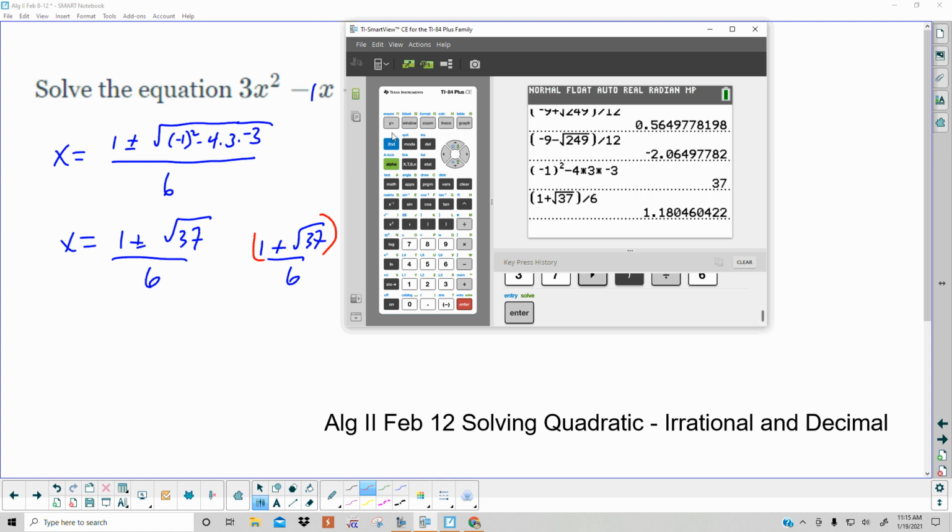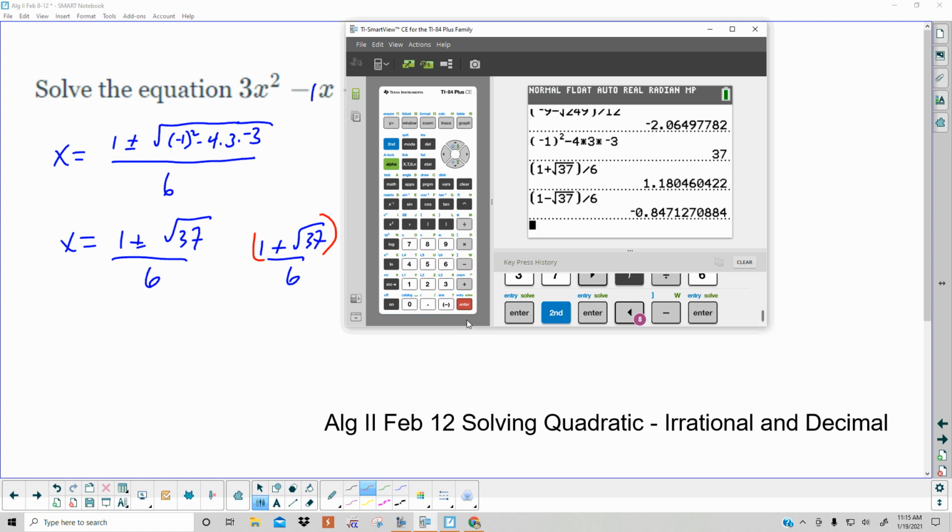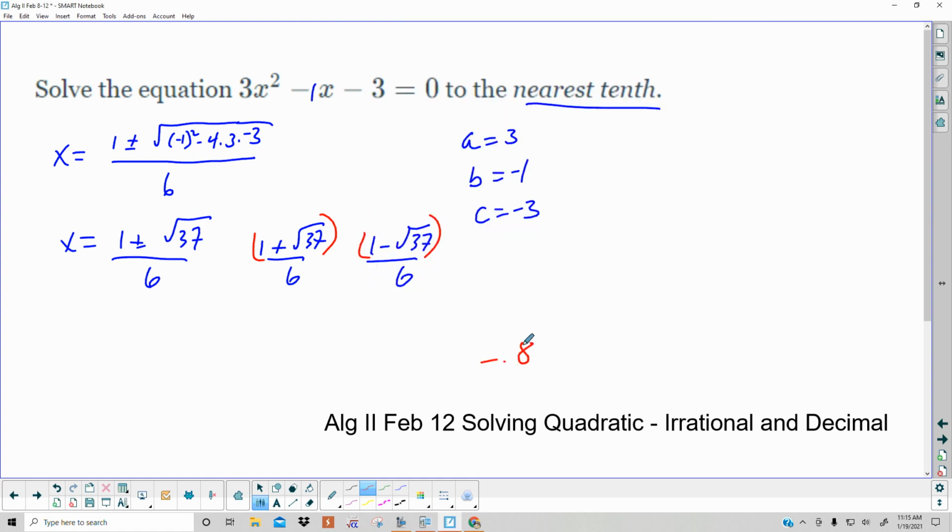Now to do the second one, what I did was second, enter, and it calls the previous thing back. And then I'm just going to arrow back in here and put a minus. And enter again. So a negative 0.8 and 1.2. So negative 0.8 and 1.2 are your two answers.